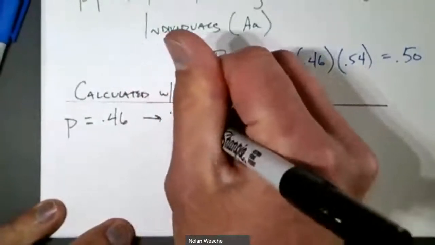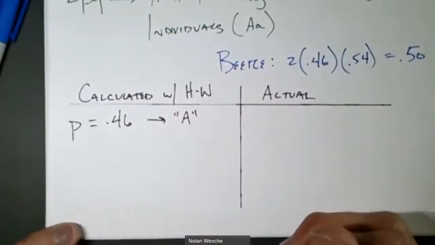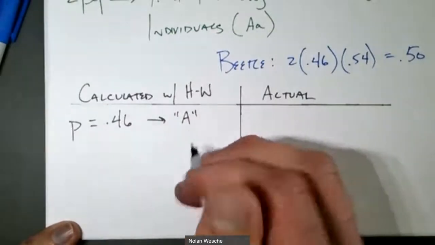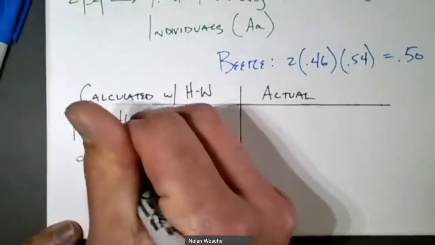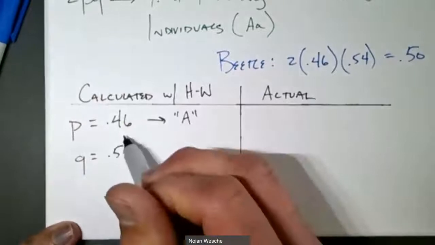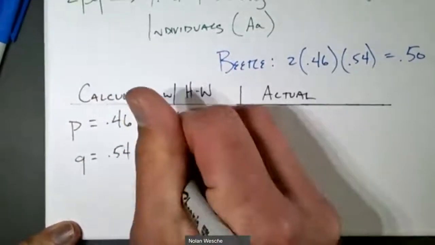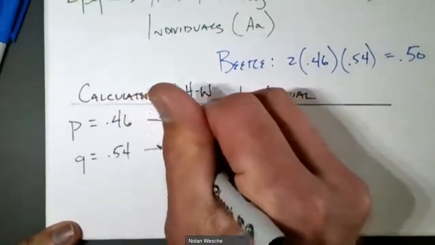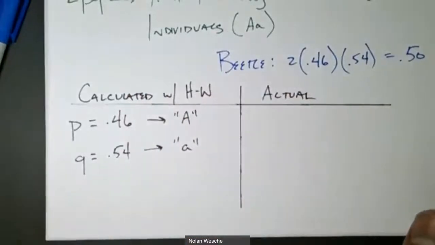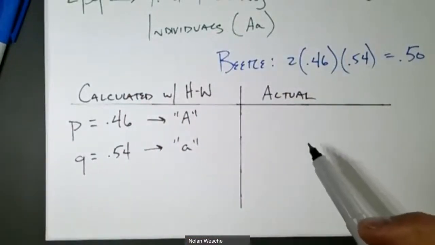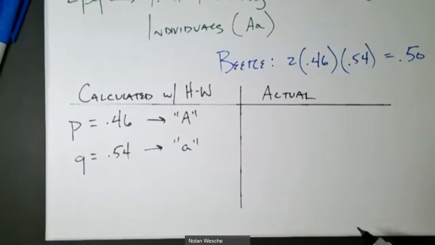We're saying that 46% of the letters on the page are big A, according to our equation. And our q value then was 54%. It's just 1 minus this. And we're saying then that 54% of the letters on the page are little a. So let's look at what this actually is in our gene pool here.